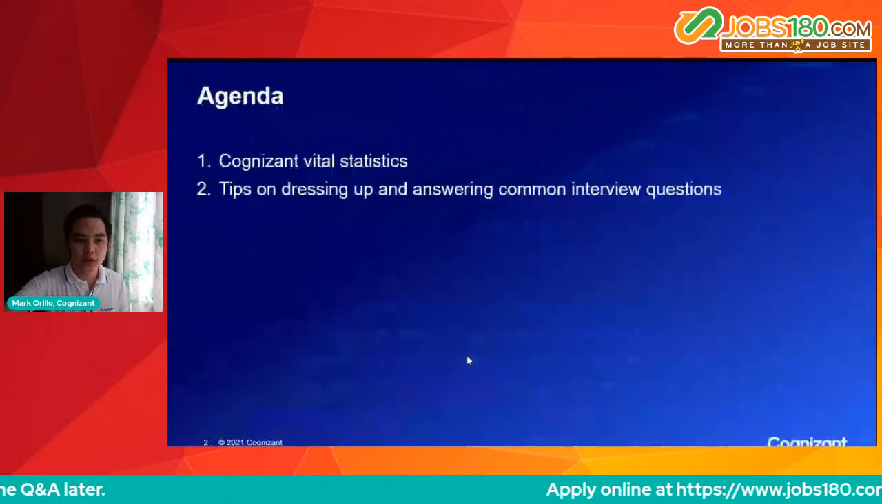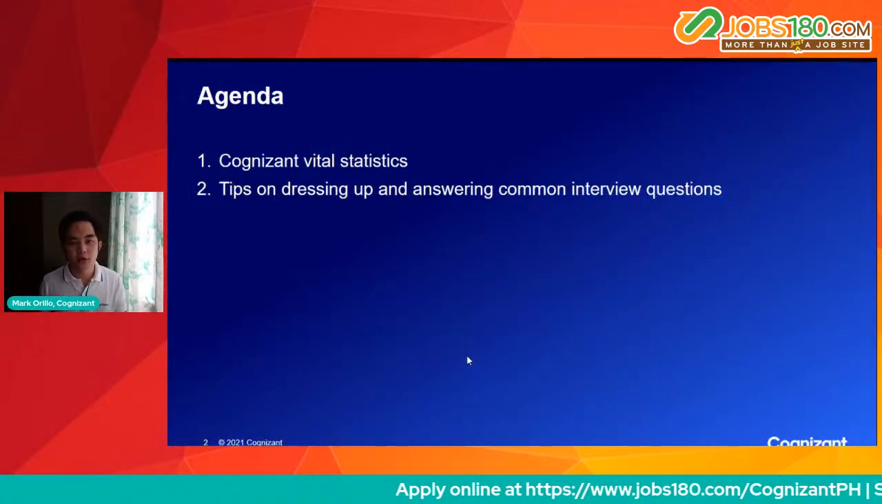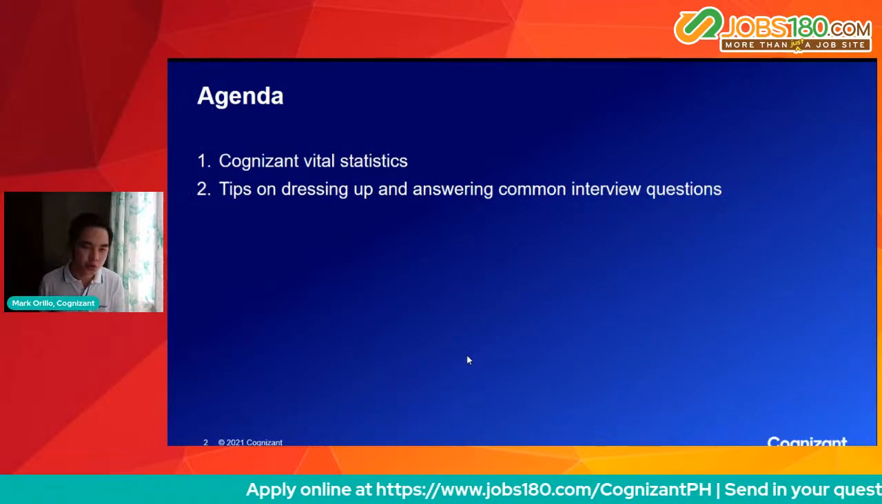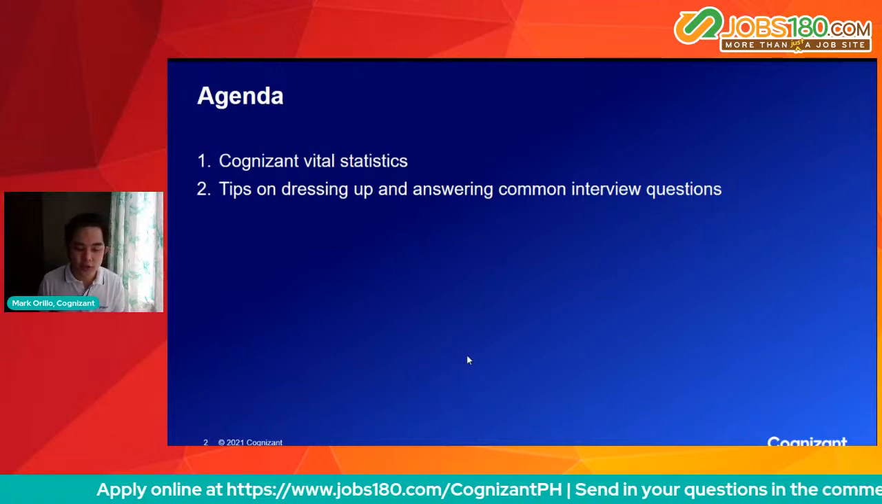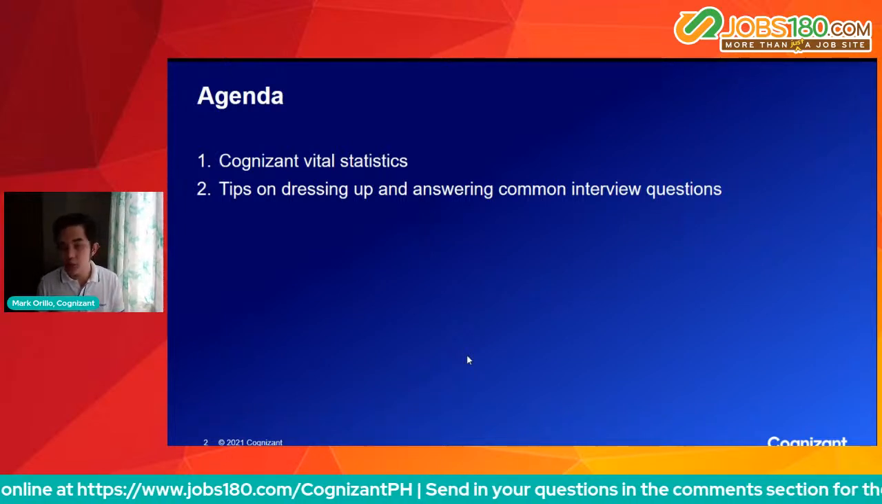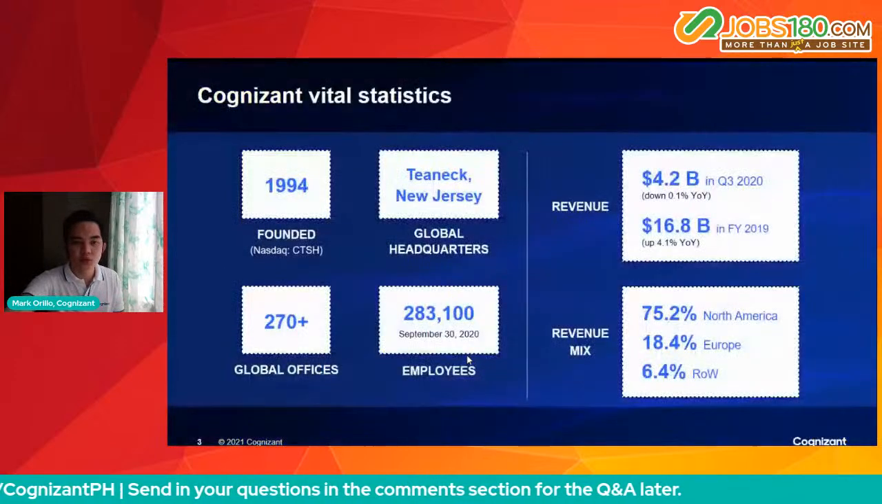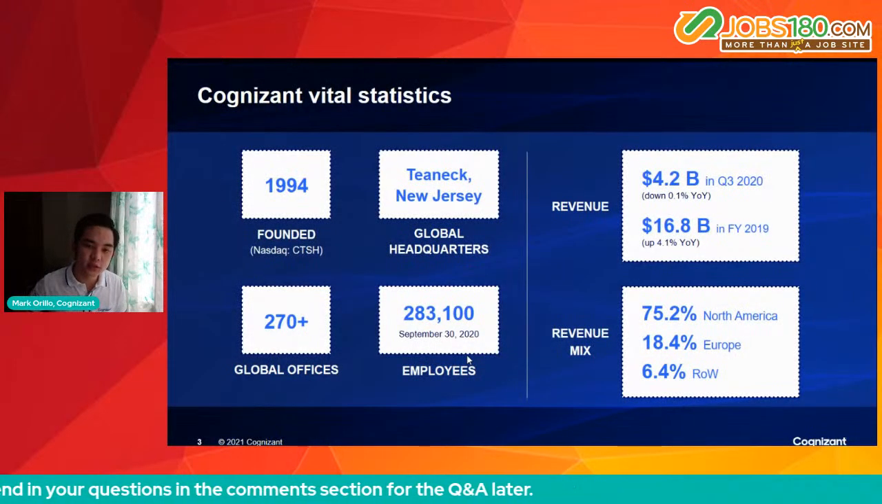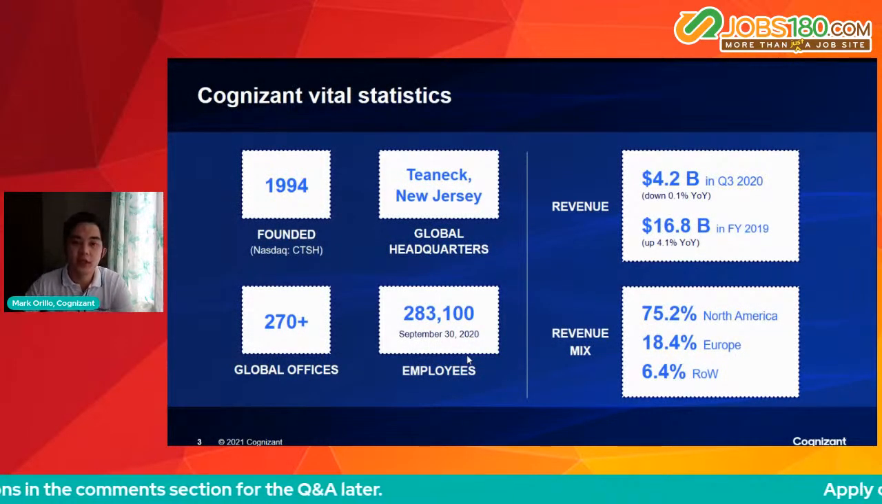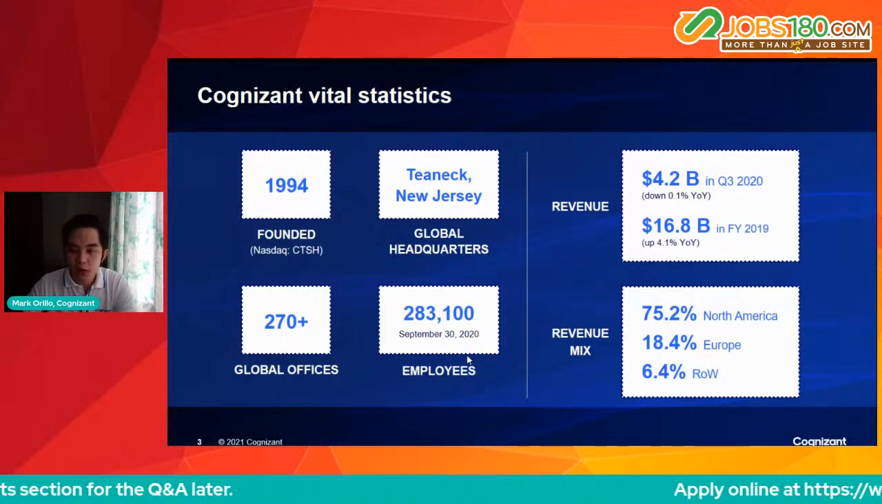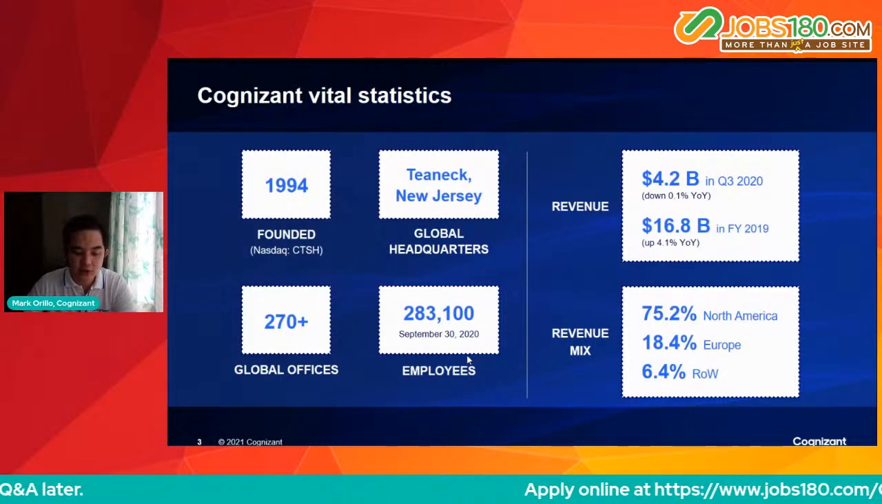Also, I'm here to help you understand Cognizant. I'm going to show you Cognizant's growth and credentials, and I hope you will find them as helpful as they have been to me. So to start, Cognizant is a market leader and was founded in 1994. We are a US-based company, specifically in Teaneck, New Jersey.